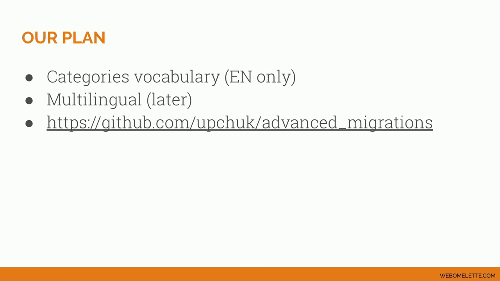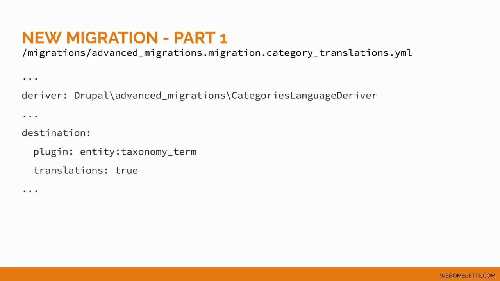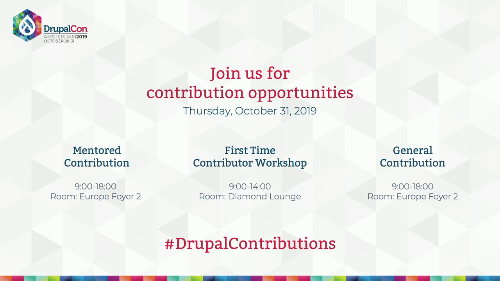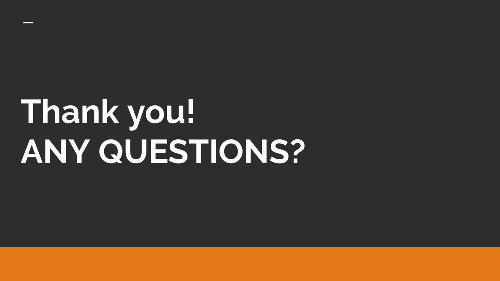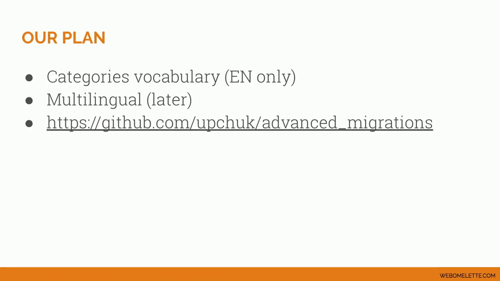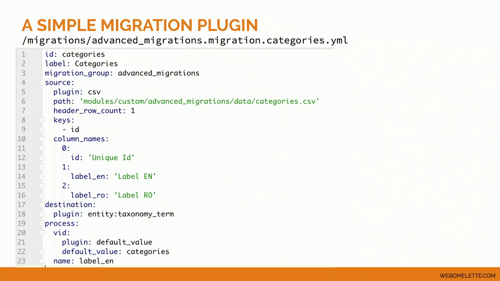Yeah, I think one more question. Anyone? Yeah. In the migration YAML file, I see a lot of keywords that I can use in the source, process, destination plugin. Is there a cheat sheet available for what I can use? Yes and no.